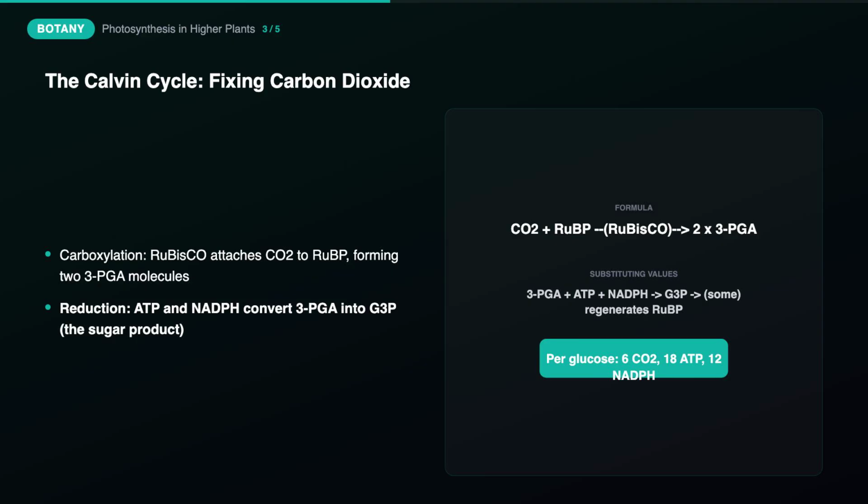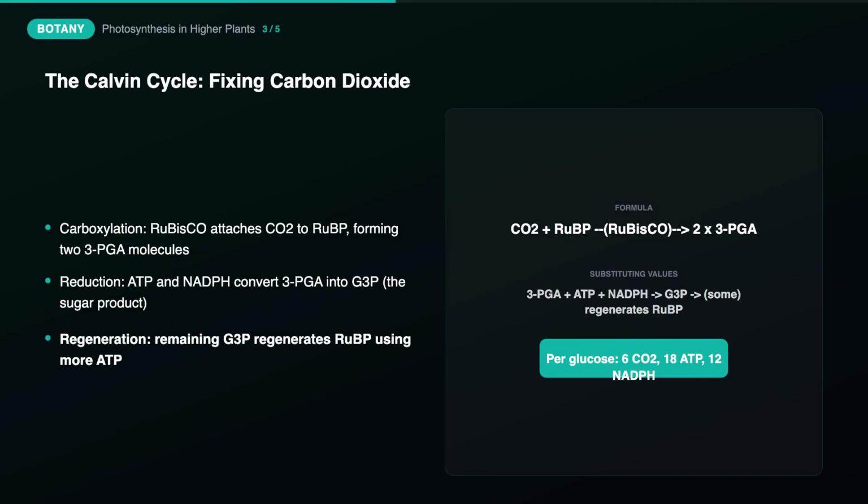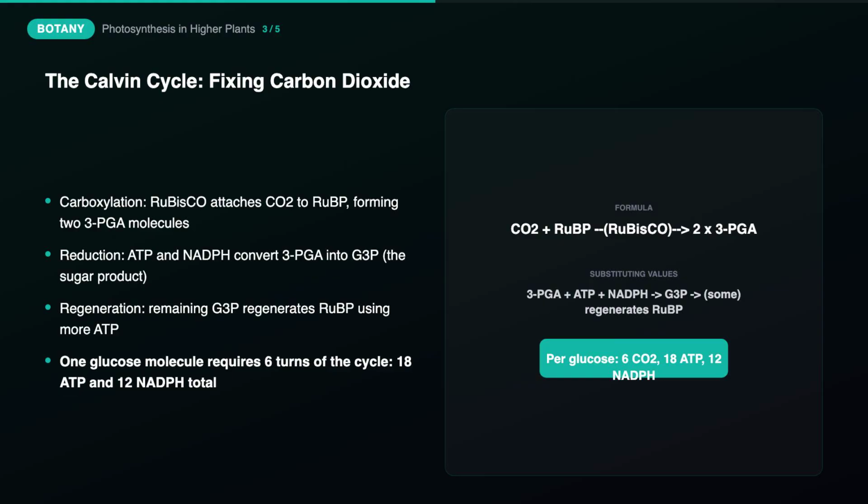In the reduction phase, ATP and NADPH are used to convert 3-PGA into G3P, a 3-carbon sugar, which is the actual usable product of the cycle. Some G3P molecules leave the cycle to build glucose and other larger molecules. In the regeneration phase, the remaining G3P molecules are used with more ATP to regenerate RuBP, so the cycle can continue. To make one net molecule of glucose, the cycle must turn 6 times, fixing 6 CO2 molecules, using a total of 18 ATP and 12 NADPH. These numbers are commonly asked directly in exams.